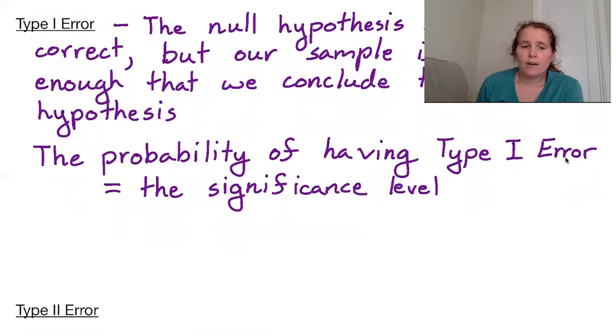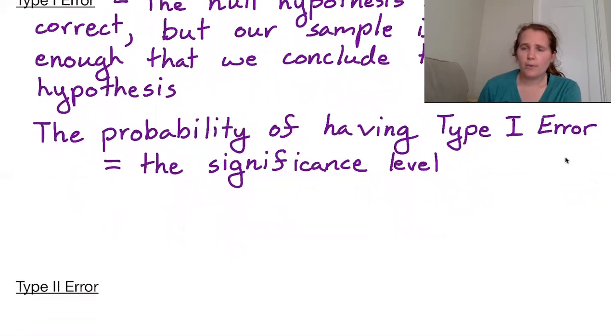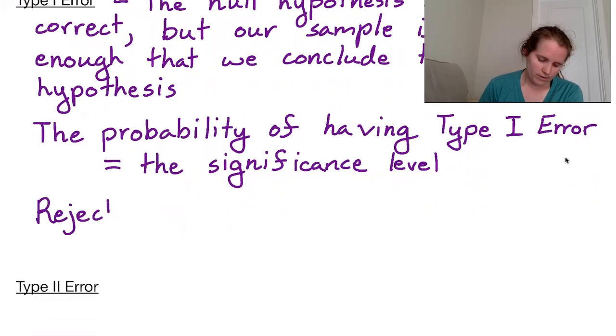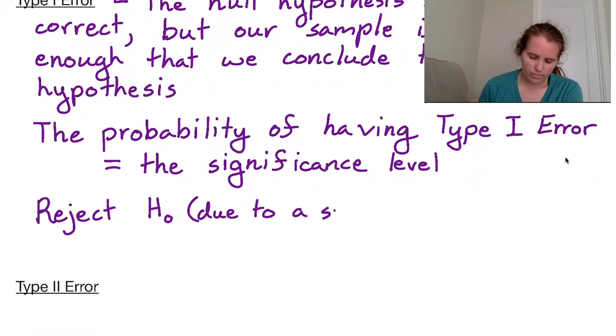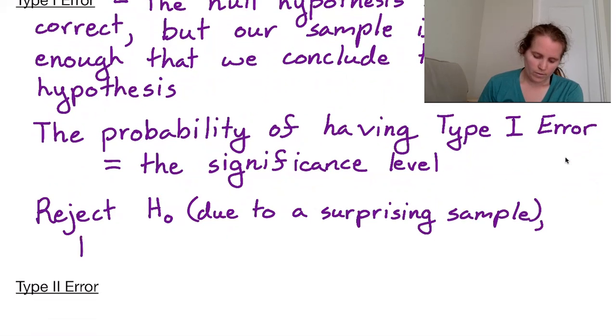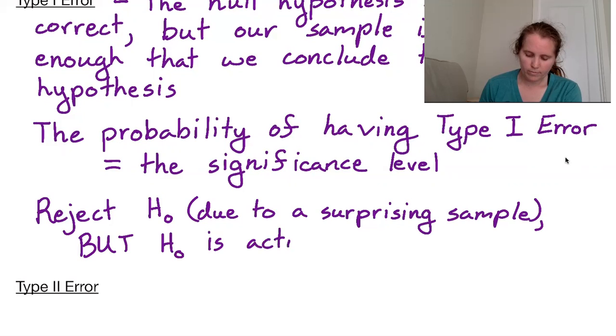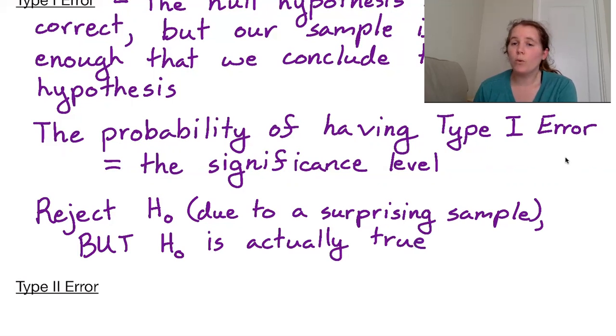So again, in other language for type 1 error, we reject H naught due to a surprising sample. But the null hypothesis is actually true. Okay, so that's type 1 error.